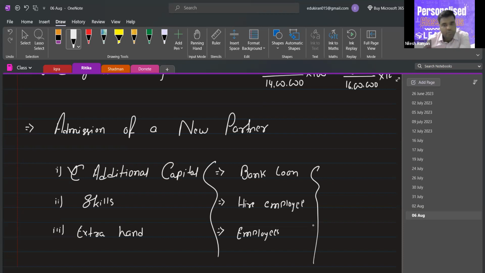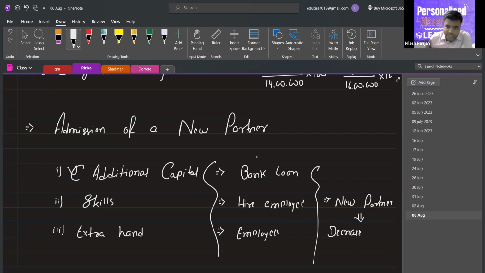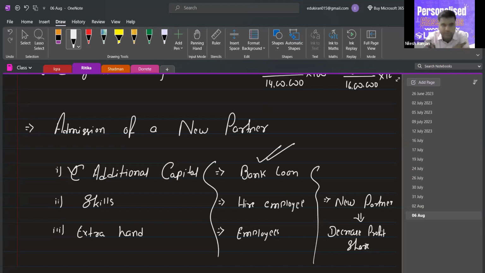So apart from these three options, why will we choose a new partner? Because when a new partner comes into the business, he will share our profit. So profit will decrease. Yes or no? So why do we need a new partner? We can do this instead. They will also share the losses among themselves. Yes, very good.